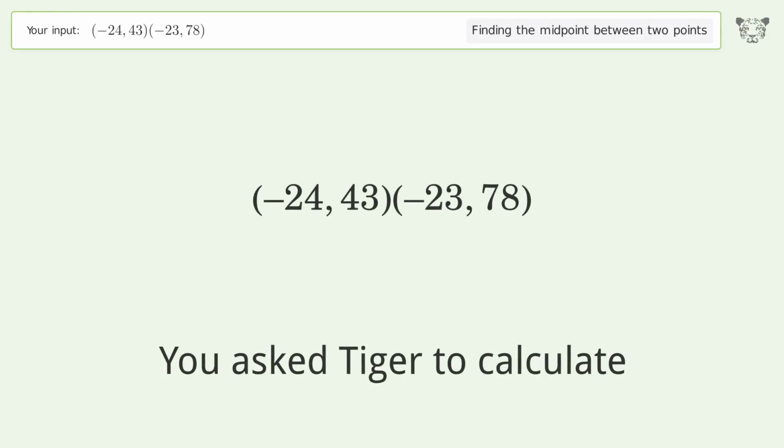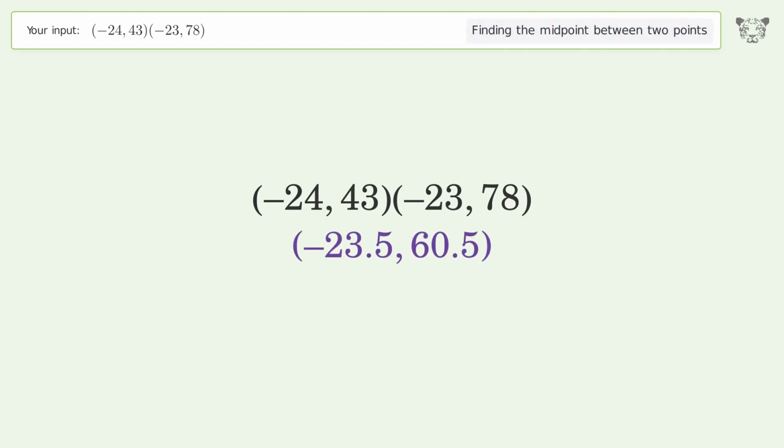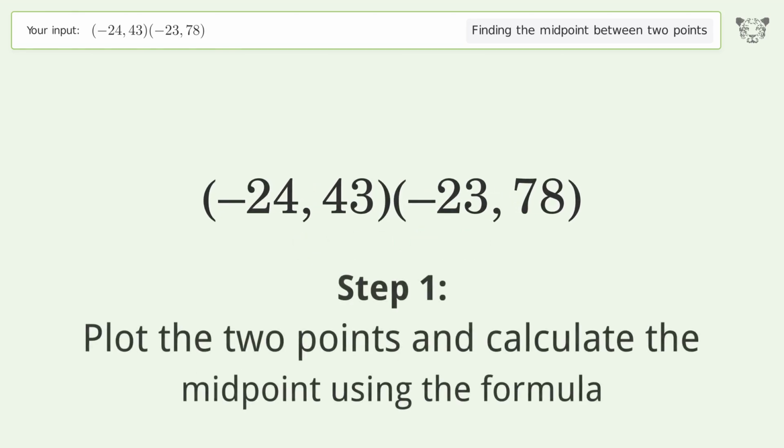You ask Tiger to calculate. This deals with finding the midpoint between 2 points. The midpoint between the 2 points is negative 23.5, 60.5. Let's solve it step by step. Plot the 2 points and calculate the midpoint using the formula.